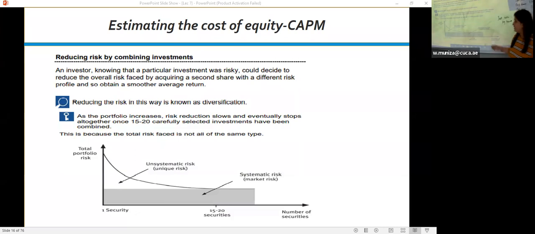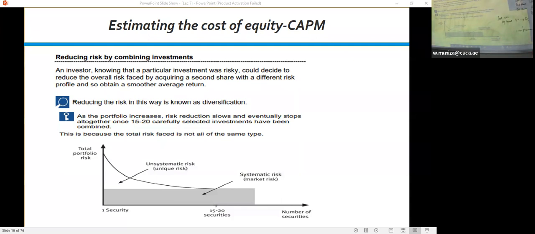Now, my dear students, in this particular diagram, what we are trying to show, let's read this heading also and then we are going to discuss. An investor knowing that the particular investment was risky could decide to reduce the overall risk faced by acquiring a second share with a different risk profile and so obtain a smoother average return.